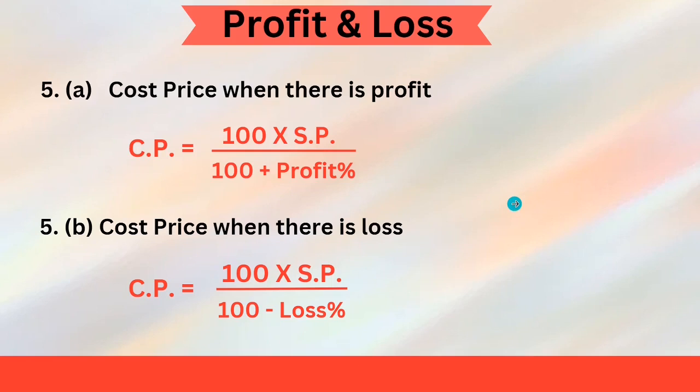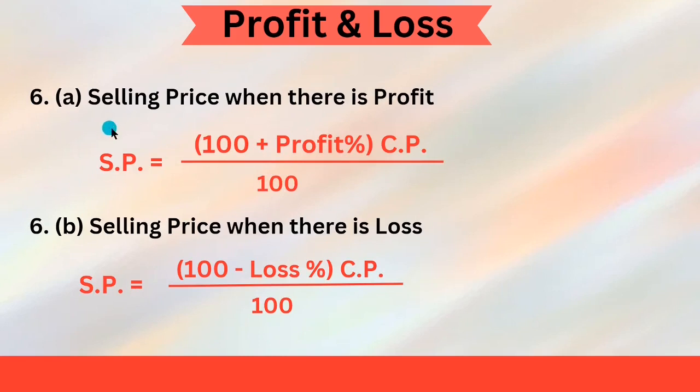Here I explain you. Say if you have selling price of 150, then you have to put 150 in place of selling price, and if your profit percent is 10, then in denominator 100 plus profit percent, in place of profit percent you have to put 10. Similarly, if there is a loss, then in denominator in the next formula you have to put 10 in place of loss percent.